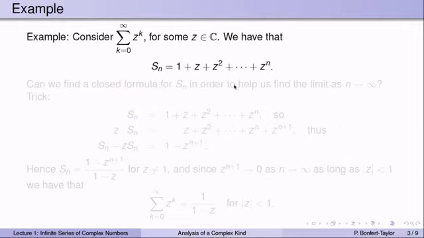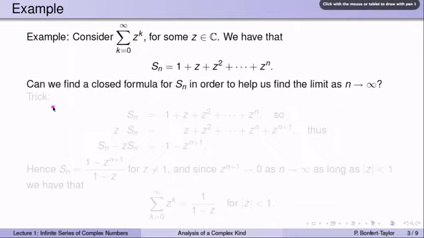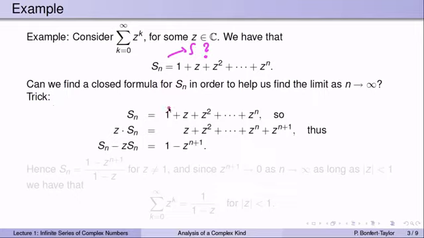And that's what we're going to do. The partial sums are given by simply adding from k equals 0 to n, so 1 plus z plus z squared, all the way to z to the n. And here's a great trick to find a closed formula in order to help us figure out whether these partial sums have a limit as n goes to infinity. So here's the trick. S_n again is the sum from 1 plus z plus z squared all the way to z to the n, and now we look at z times S_n.